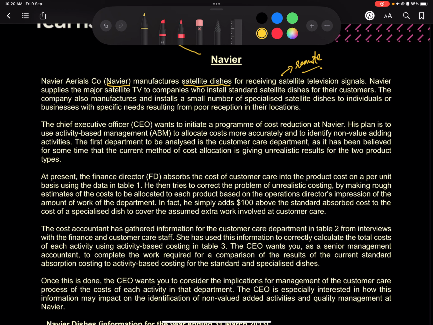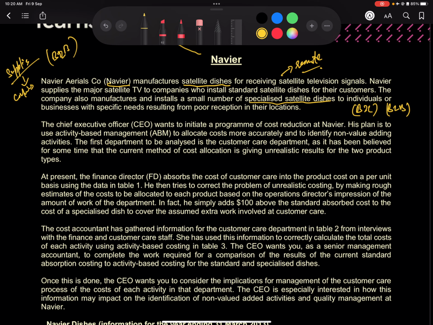So who is its customer? It supplies to TV companies, so it's a B2B model at the moment. The company also manufactures and installs a small number of specialized satellites for individuals or businesses. So that's like B2C, and it's more about B2B as well, but it's a specialized satellite.